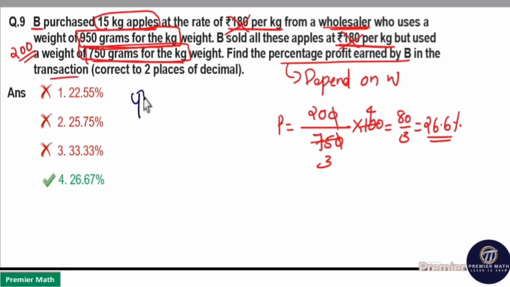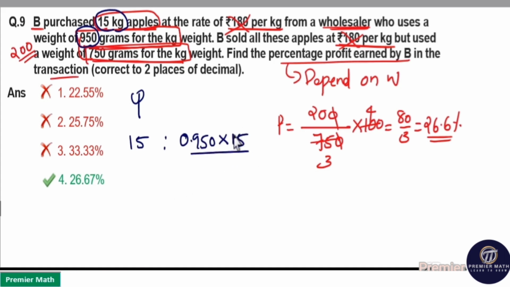You can also do this using cost price and sell price ratio. Cost price means he paid total 15 kilogram apple price. So what he cost is 15 kilogram apple price. But instead of 1 kilogram, he only got 950 gram. 950 gram means 0.95 kilogram. So this is for 1 kilogram. Now he bought total 15 kilogram. So total weight he got is 15 into 0.95.